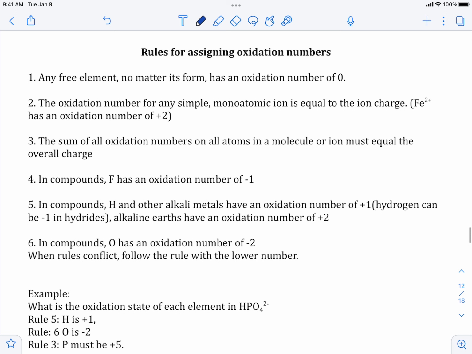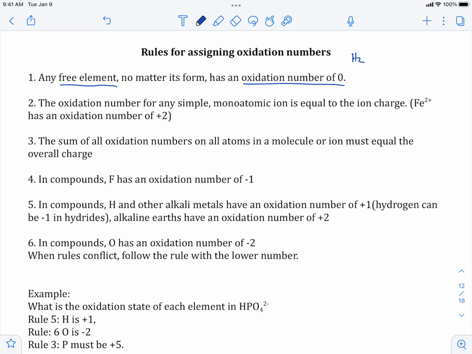The first rule says, any free element has an oxidation number or a charge of 0. And that's literally when I said, like, H2, right? If it's all alone, it's not bonded. If it's not bonded, its charge, its oxidation number, is 0. Anytime you see an equation, something's unbonded, its oxidation number is 0.